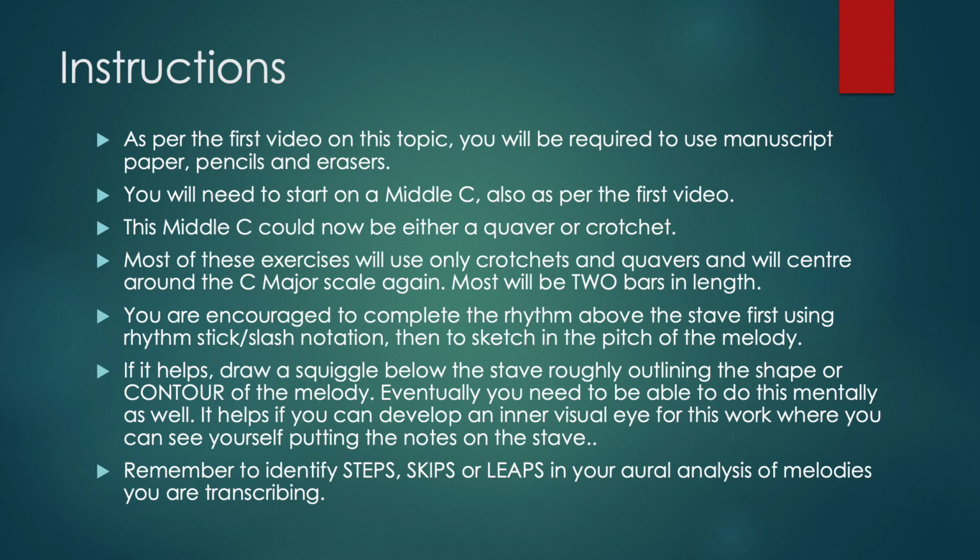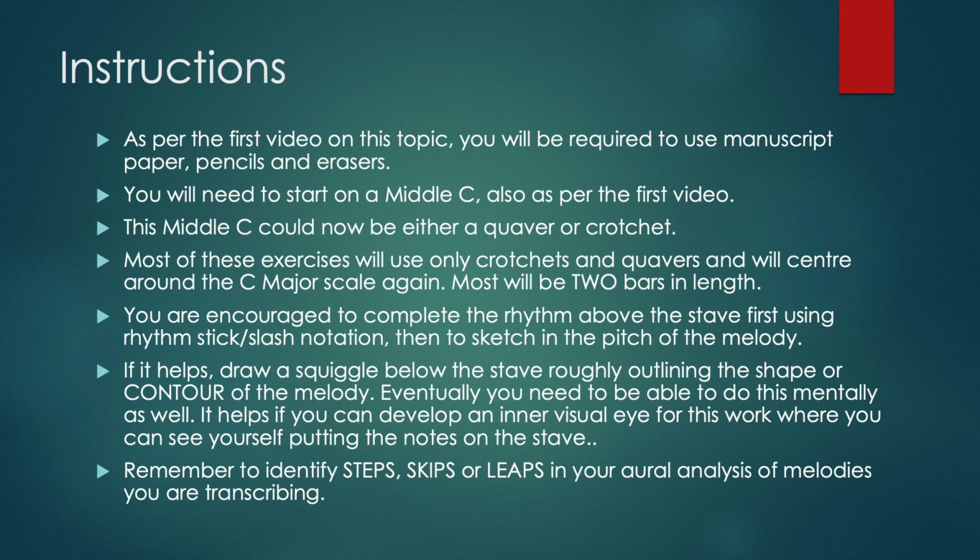Instructions. As per the first video on this topic, you will be required to use manuscript paper, pencils and erasers. You will need to start on a middle C, also as per the first video. This middle C could now be either a quaver or crotchet. Most of these exercises in Part 2 will use only crotchets and quavers and will centre around the C major scale again. Most will be 2 bars in length.